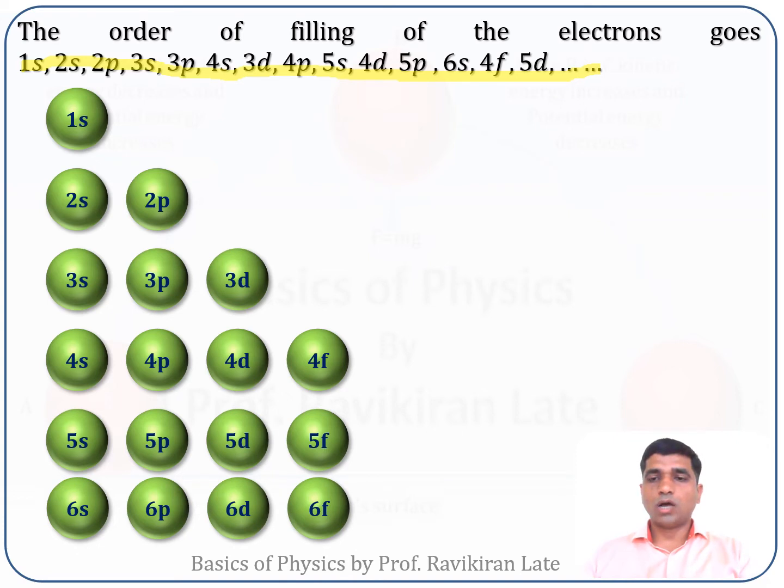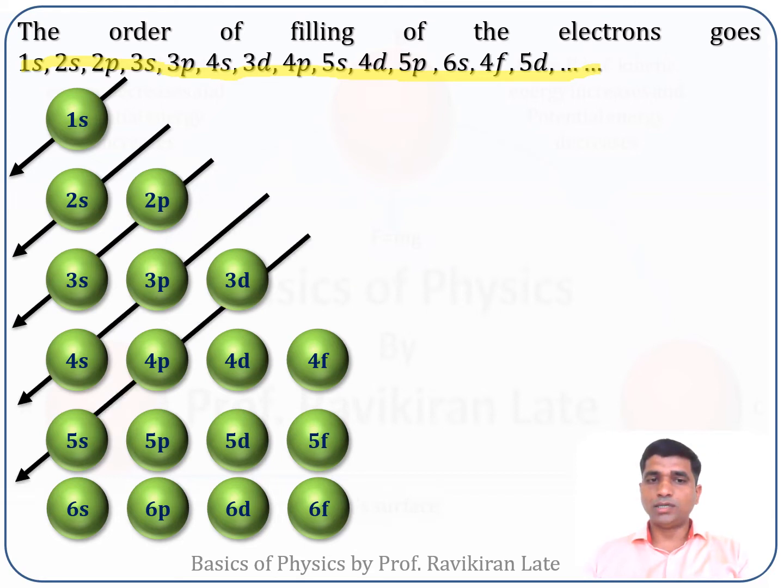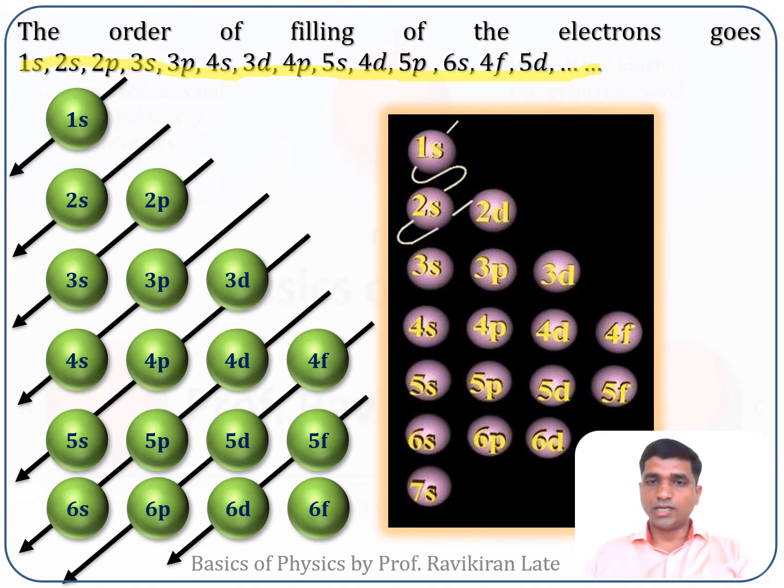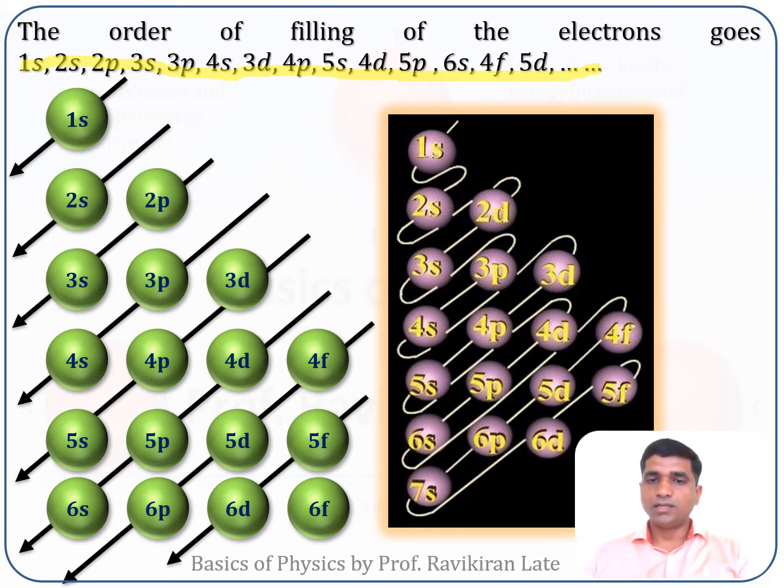Okay, so now how will the energy of these orbitals increase? It will be first the 1s orbital, 2s, 2p, 3s. In this way, the energy of the orbitals will go on increasing. Pictorially, you can remember this with the help of these curved lines. So it is 1s, 2s, 2p, 3s, 3p, then 4s, then 3d, then 4p, then 5s.